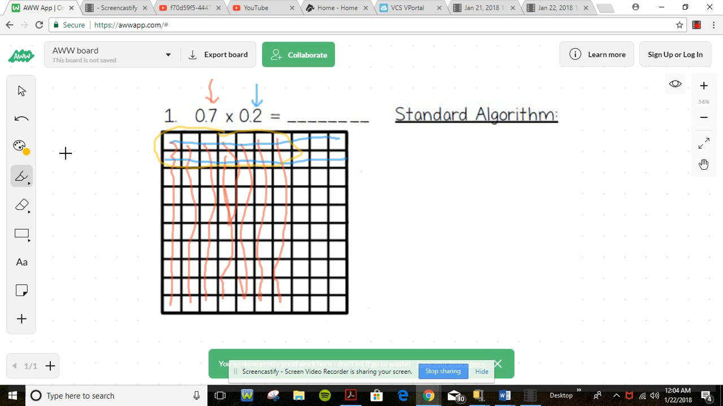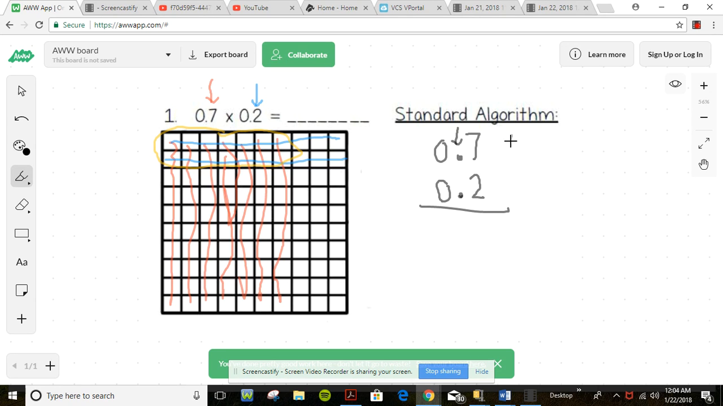So let's look over here when we would do it the standard algorithm way. We would not line up our decimal. We put our decimal there. And then on this one again, we would put our decimal. Now, it just so happens that they are in the same exact place.